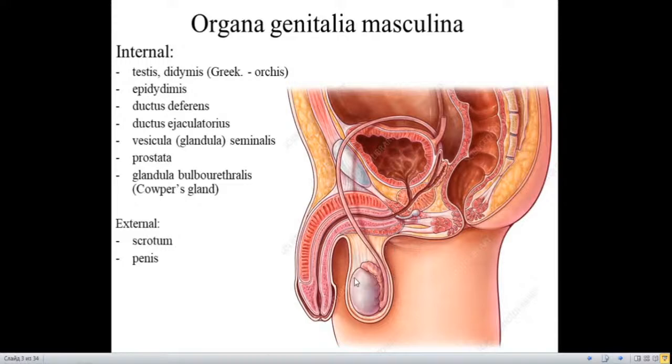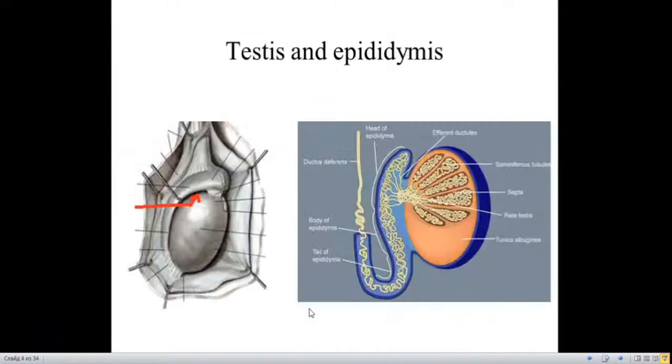And two external organs. First one is scrotum, a sac containing testis, epididymis and initial part of vas deferens, and penis. Let's go briefly through all these organs. First organs, testis and epididymis. In detail you will consider the structure of these organs in the practical class. Now I'll just briefly revise.